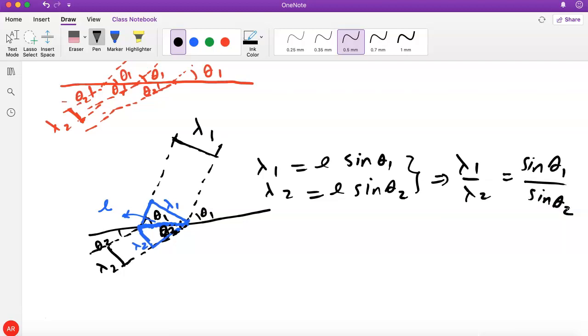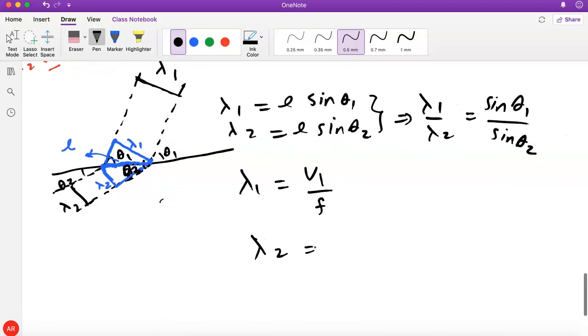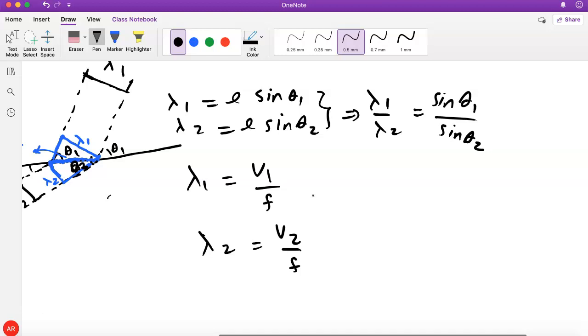Now, remember what happened when waves propagated from one medium to another. The frequency was a property of the source. It doesn't change. But if the speed changes, the wavelength has to change. So we can write lambda 1 is v1, the speed over here, divided by the frequency of the light. Lambda 2 is v2, the speed on the bottom side, divided by the frequency of the light. They have the same frequency. So this gives me that lambda 1 over lambda 2 is v1 over v2.